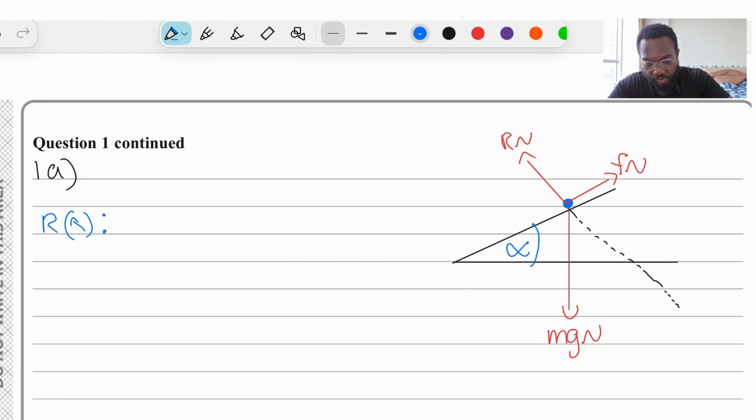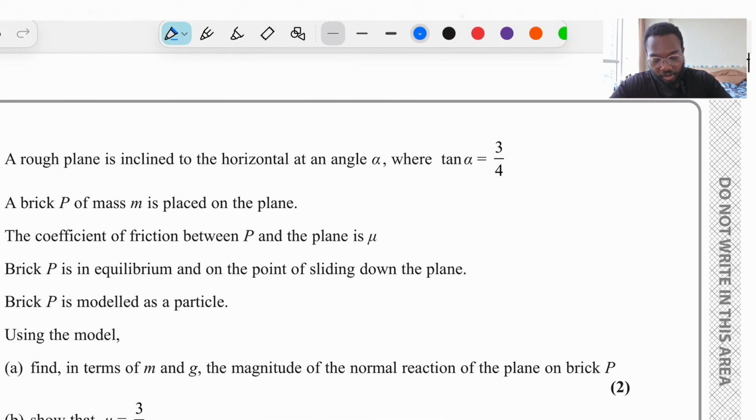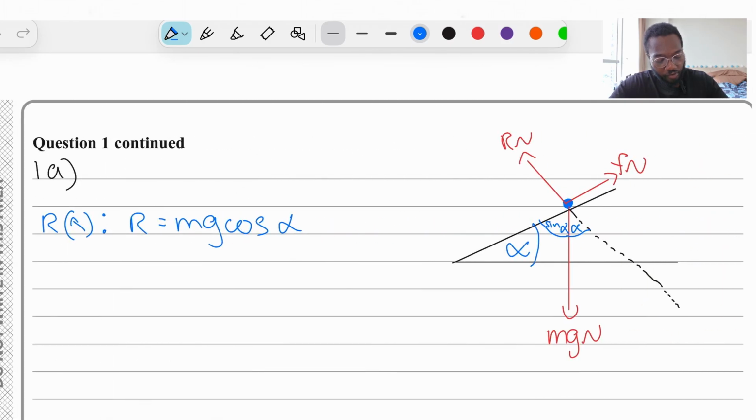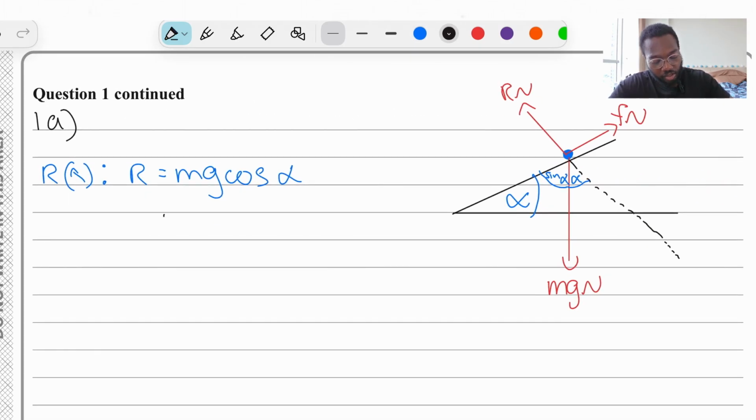Well, we know that this angle here will be alpha again. So therefore, we know that our R newtons must equal mg cosine alpha. Then in the question, they tell us that tan alpha is 3/4. So if we know that tan alpha is 3/4, then we can work out what our sine alpha and our cosine alpha values are. So let's do that here quickly.